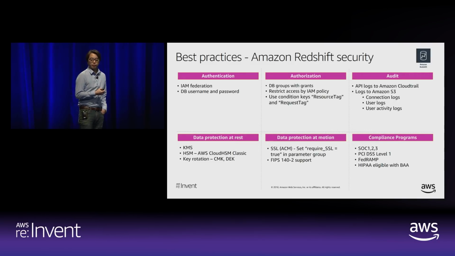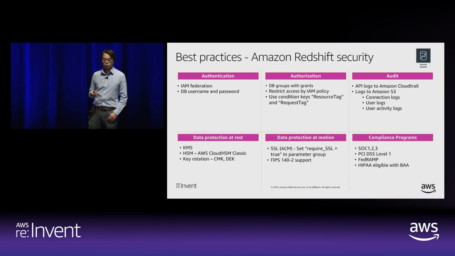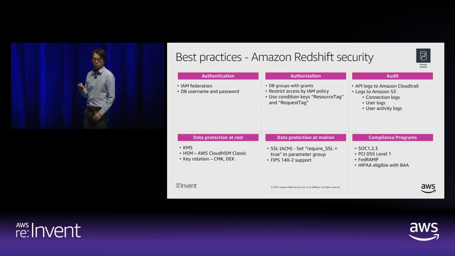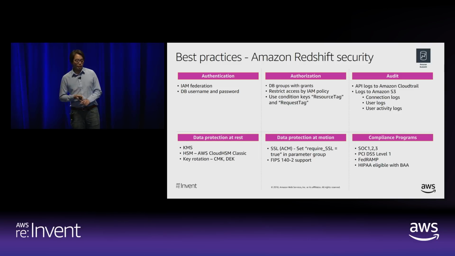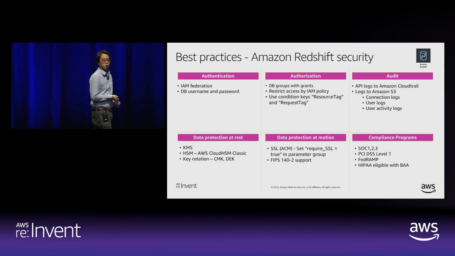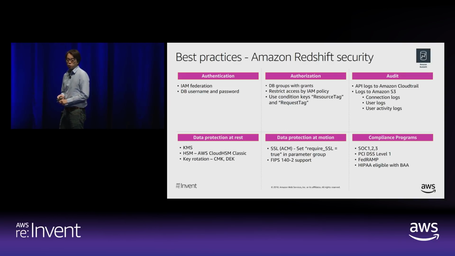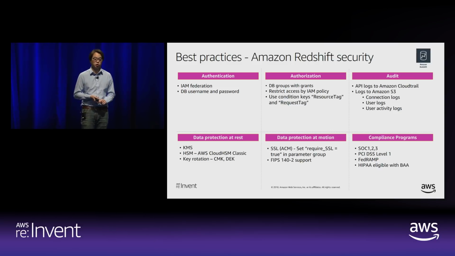And quickly, here's the same sort of best practices list of the key core things you should be doing to secure your Redshift presence: federation, restricting access by IAM policy, using resource tags, using logging with CloudTrail and your S3 access logs, and making sure that you have SSL set up for cluster communication.